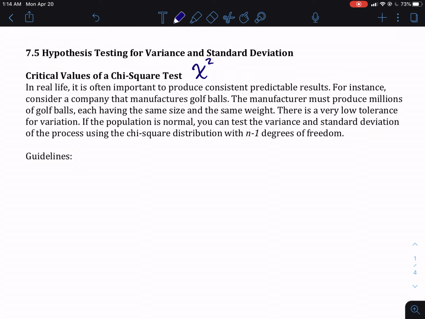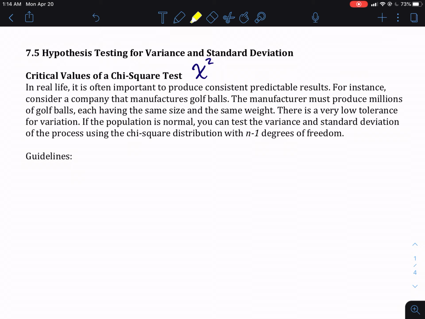Okay, so in real life, it's often important to produce consistent, predictable results. For instance, consider a company that manufactures golf balls. The manufacturer must produce millions of golf balls, each having the same size and the same weight. There's a very low tolerance of golf balls for variation. If the population is normal, you can test the variance and the standard deviation of the process using the chi-square distribution with n-1 degrees of freedom.